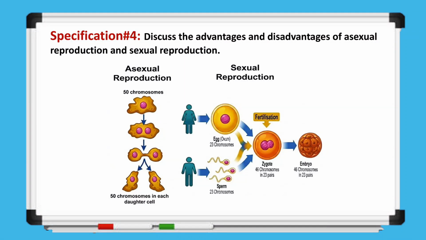Finally, we come to the last specification for this unit, specification number 4, which asks us to discuss the advantages and disadvantages of asexual and sexual reproduction. As we have already discussed the differences in detail, we can summarize them based on their processes and outcomes.